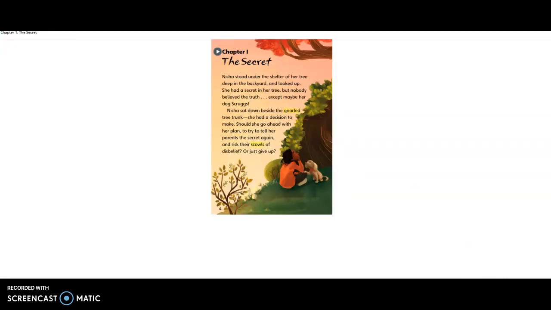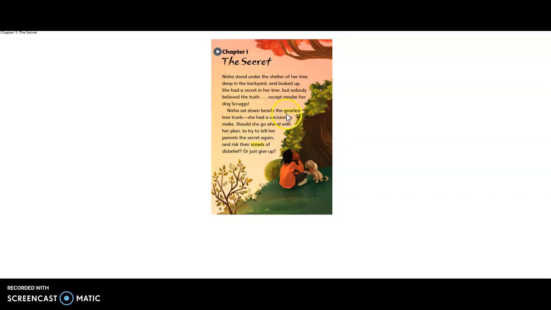Chapter 1, The Secret. Nisha stood under the shelter of her tree, deep in the backyard, and looked up. She had a secret in her tree, but nobody believed the truth, except maybe her dog Scruggs. Nisha sat down beside the gnarled tree trunk. She had a decision to make. Should she go ahead with her plan to try to tell her parents the secret again and risk their scowls of disbelief? Or just give up?